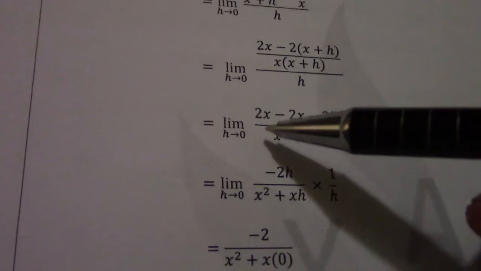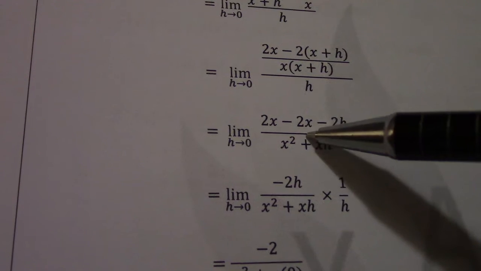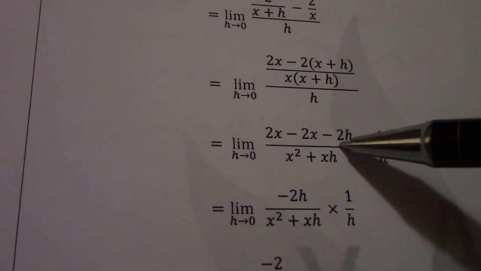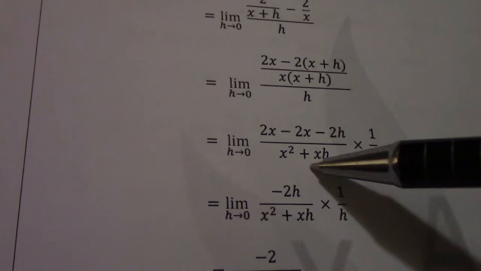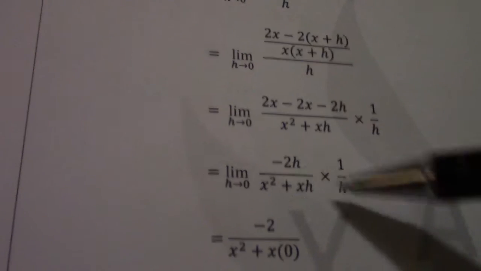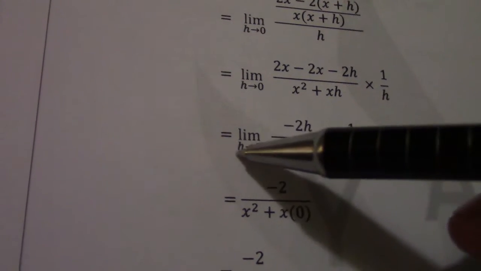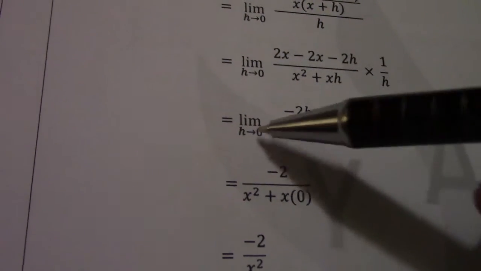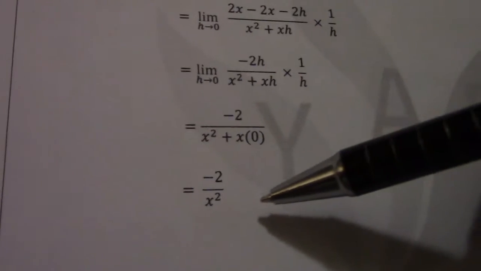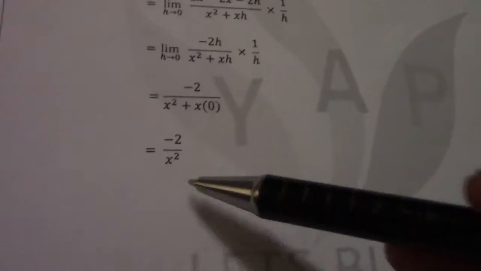Right? If I simplify again, you see whatever doesn't have an h cancels, 2x minus 2x becomes 0. I'm left with minus 2h over x squared plus xh. See now this h and that h cancel. So my final answer is the limit as h tends to 0, this is the h that's left. I substitute in 0. So I'm left with minus 2 over x squared. So you see 2 over x becomes minus 2 over x squared.